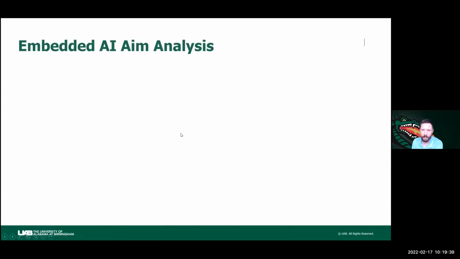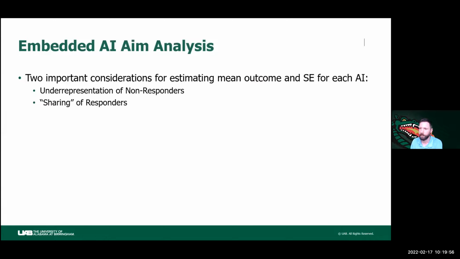Now, the really difficult part of an embedded AI aim is actually just estimating the mean outcome and standard error for each of the embedded AIs. Once that is complete, again, it's pretty straightforward to just make comparisons of two or more of those AIs or identify the AI that's leading to the quote unquote best estimated outcome. But there are two really important considerations for estimating the mean outcomes and the standard errors, and that is the underrepresentation of non-responders and the sharing of non-responders that I referred to a couple slides ago.